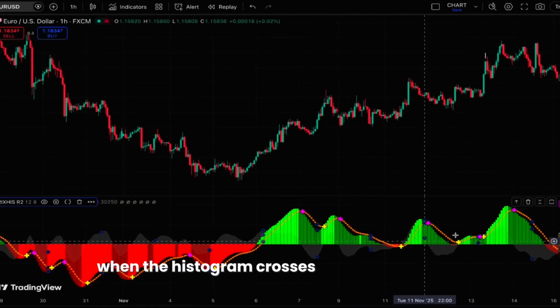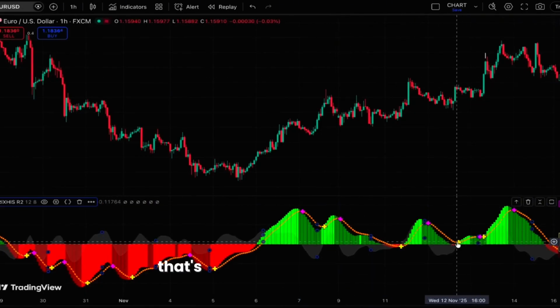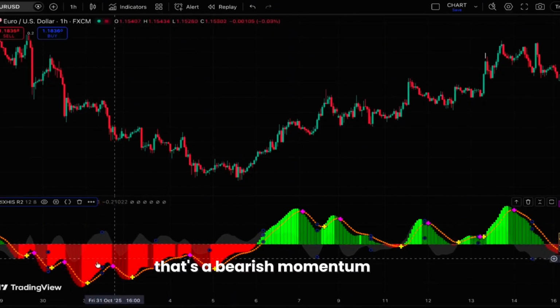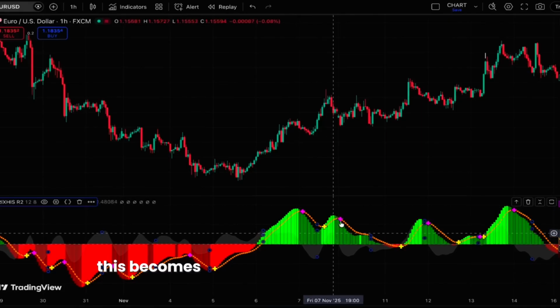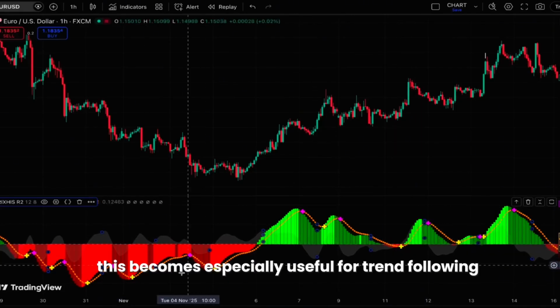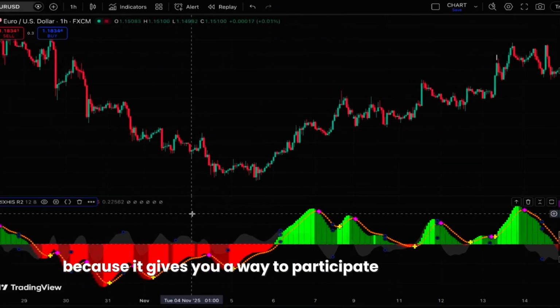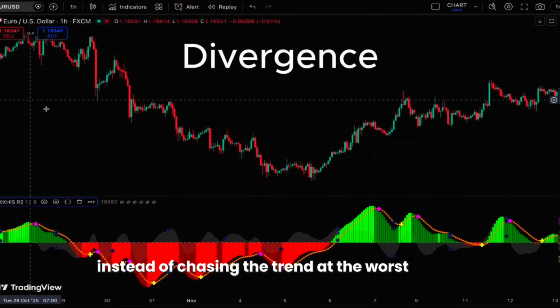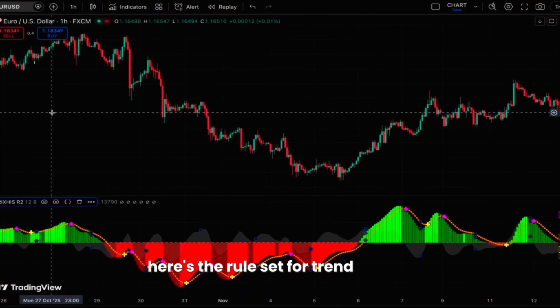When the histogram crosses above the signal line, that's a bullish momentum signal. When the histogram crosses below the signal line, that's a bearish momentum signal. This becomes especially useful for trend following, because it gives you a way to participate during pullbacks instead of chasing the trend at the worst moment. Here's the rule set for trend following.